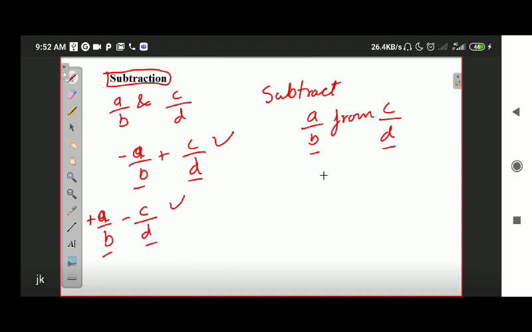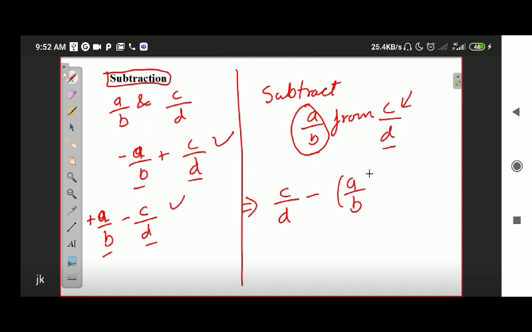So how do we operate through this? Understanding the question is very important here. We have to subtract this number from this number. First of all, we will put the number after the word "from", that is c upon d, first, and put a negative sign before the number that came earlier. So if we want to subtract a number from another number, we put that other number at the initial position, put a minus sign, and then put the next number.